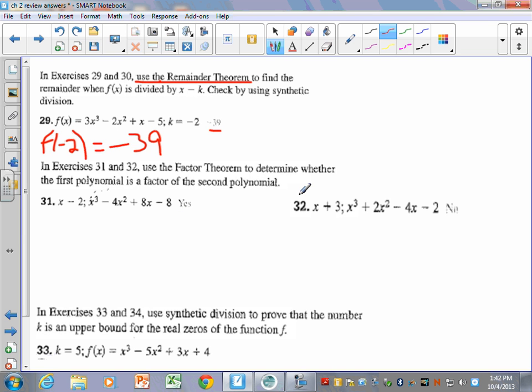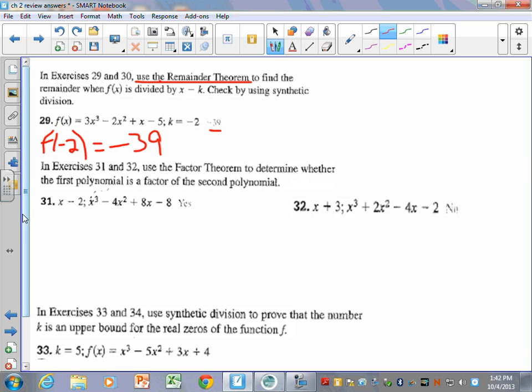How about 31 and 32? You have questions just like 31 and 32 on your test, except I add extra directions. It says, use the factor theorem to determine whether the first polynomial is a factor of the second polynomial. And then my test says, if so, find the remaining factors.